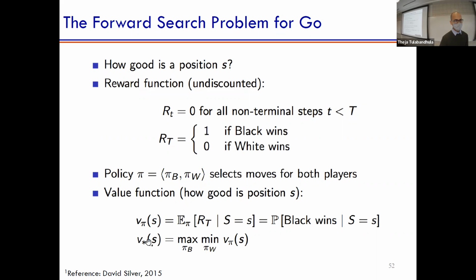And if you can define a value function, then the objective becomes a minimax problem, where the black player is trying to maximize this value and the white player is doing the opposite. This is a twist from Q learning, where optimal Q values would be just the max over your policy. So V pi and V star are defined this way.